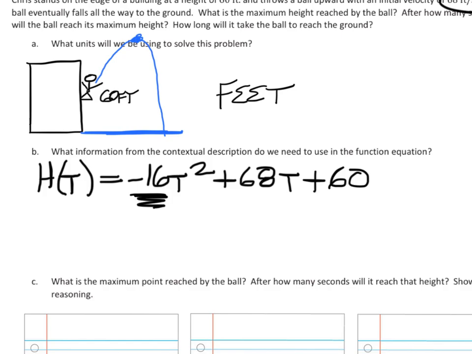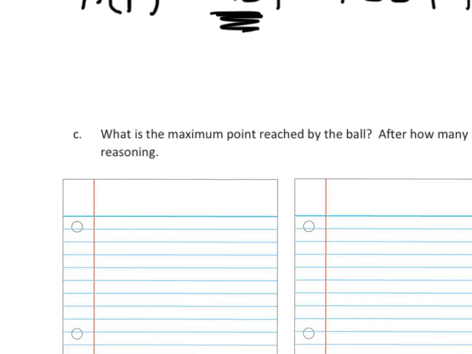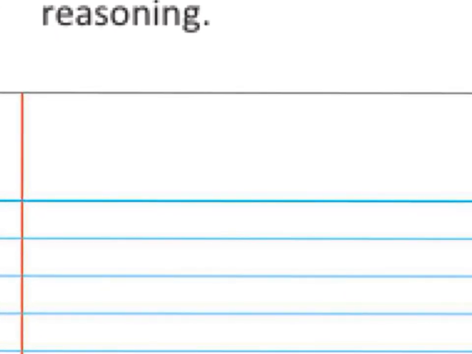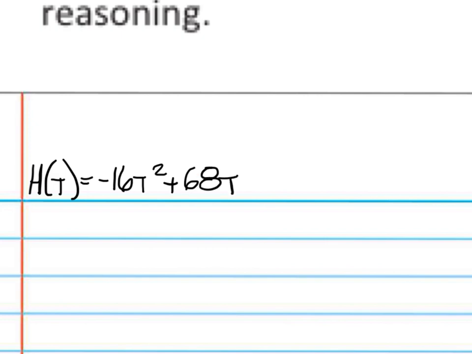Alright, so we have our function, so we can come down here and recopy that onto this notebook paper. Hopefully this will be somewhat neat. H of t equals negative 16t squared plus 68t, and then plus 60. What operation do we do on this function that's going to give us all the answers, or most of them, that we need? Completing the square. So we'll come down here with the red marker, and we have to group what two terms first? That's right, the first two.